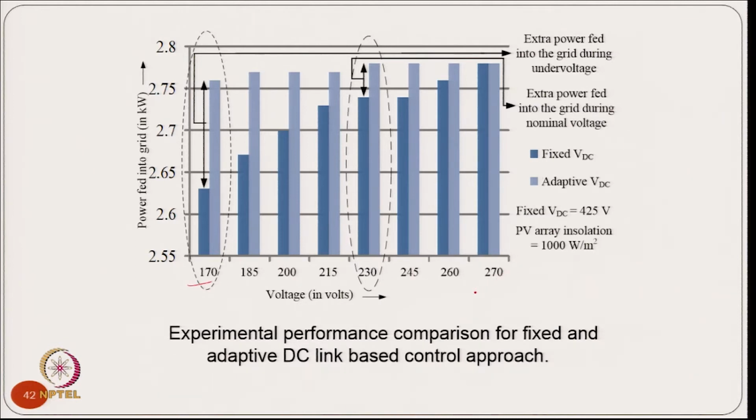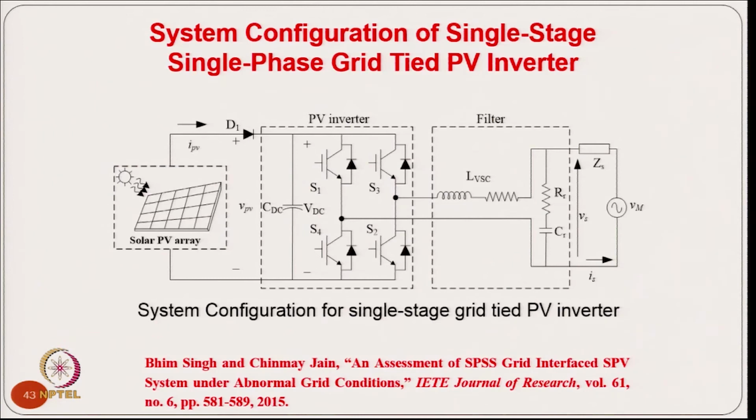Because you have to select the DC link voltage, let us say you keep a fixed DC link voltage, you have to select it corresponding to the high voltage, like a maximum voltage of 270 volt, for which you have to select 425 volt. So if you keep it at 425, certainly you will have more losses in the inverter at lower voltage. So this optimum or adaptive DC link voltage certainly reduces the losses, and you get the extra generation, and this generation is substantially different in the case of lower voltage.